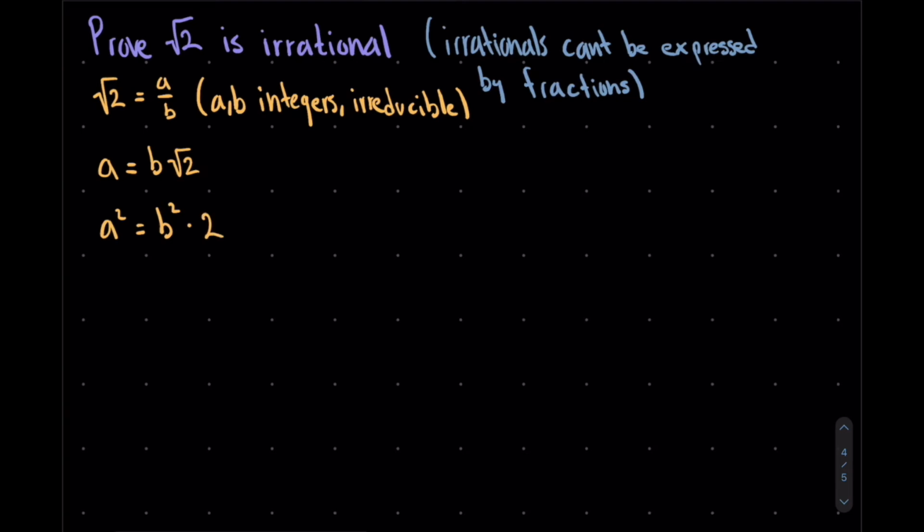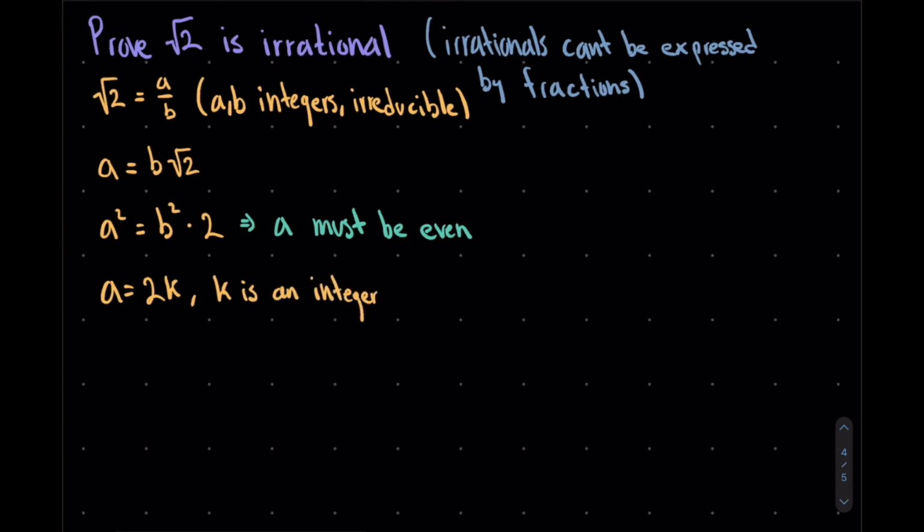Now notice that a squared is equal to b squared times 2, and b squared times 2 is an even number, so we make the observation that a must be even. Now since a is even, we could write that a is equal to 2k, where k is an integer.